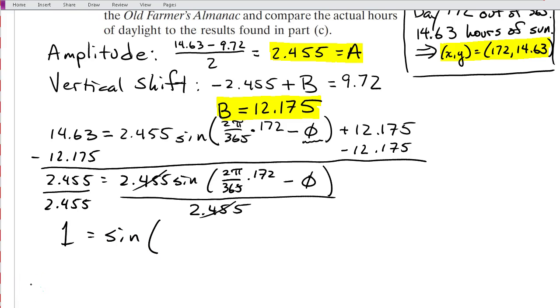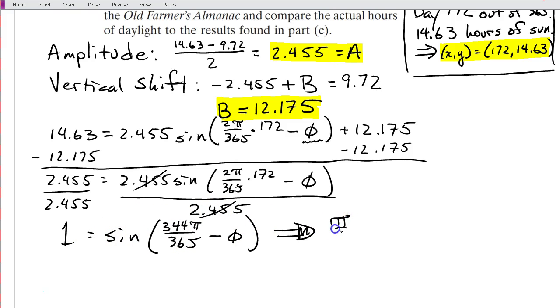I'm going to go ahead and simplify this as well. So the sine of 344 pi over 365, all I did was multiply 2 and 172, minus phi. So basically what I have here is the sine of some number in here is equal to 1. And I know that the sine is 1 at the top of my unit circle, and the angle there is pi over 2. So what that tells me is this whole thing here has to be pi over 2, because the sine of pi over 2 is equal to 1.